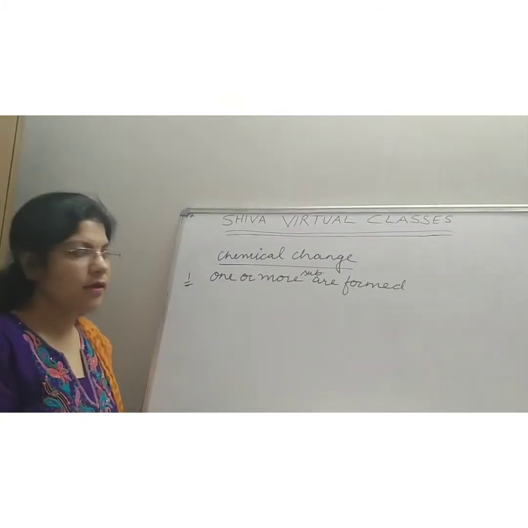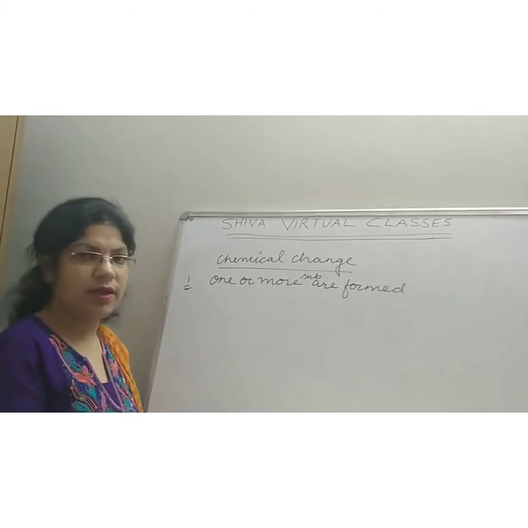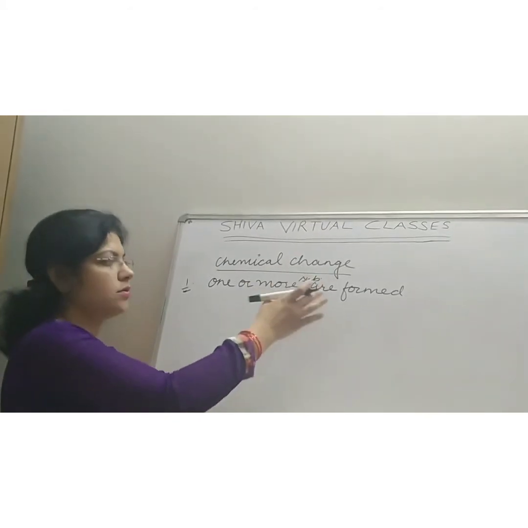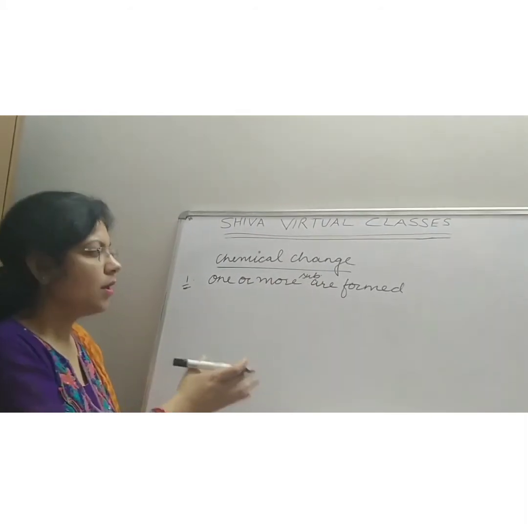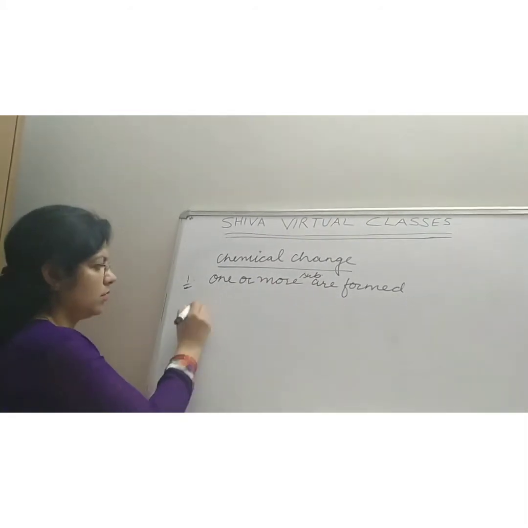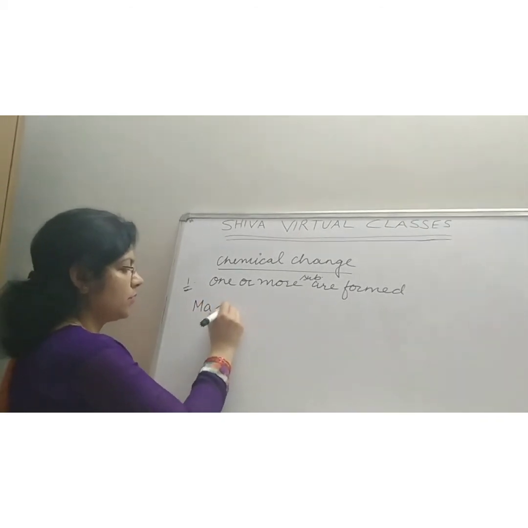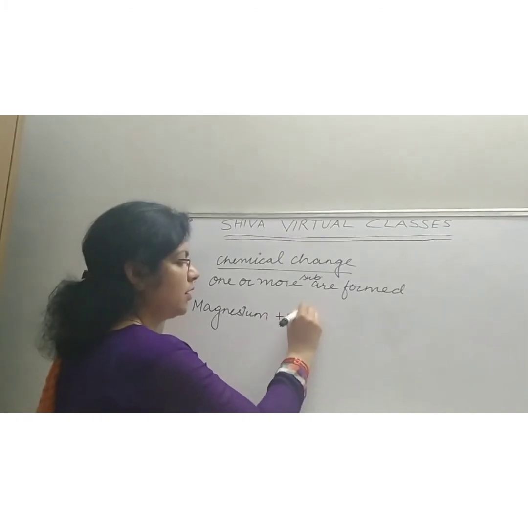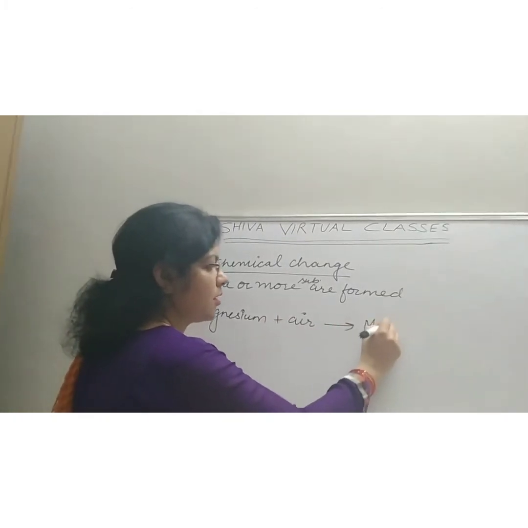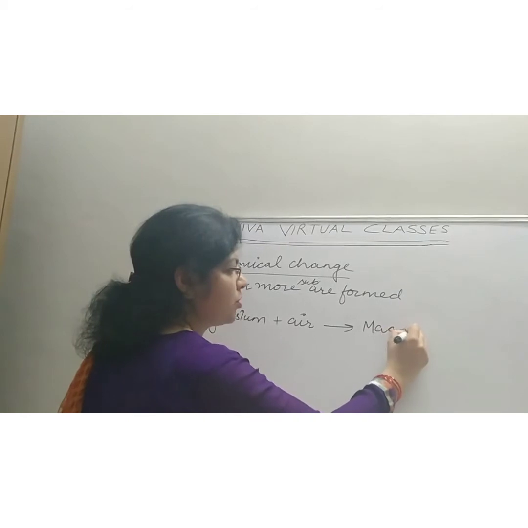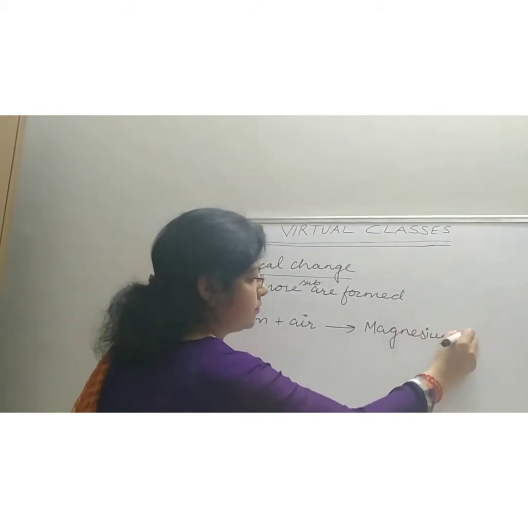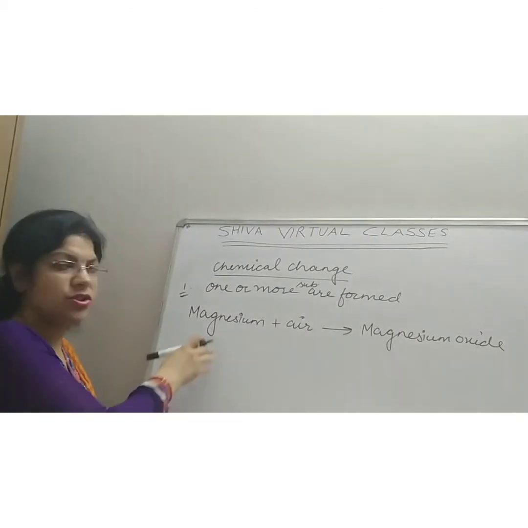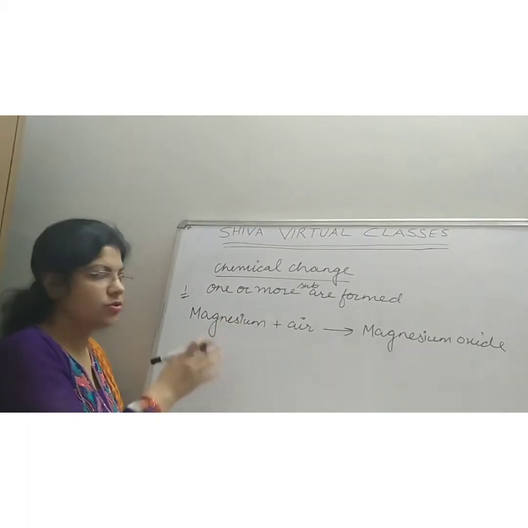Let us take the example by which you can easily prove that in chemical change one or more than one substances are formed. When we burn magnesium in air, there is formation of the new substance, that is magnesium oxide, which shows that the magnesium undergoes chemical change.